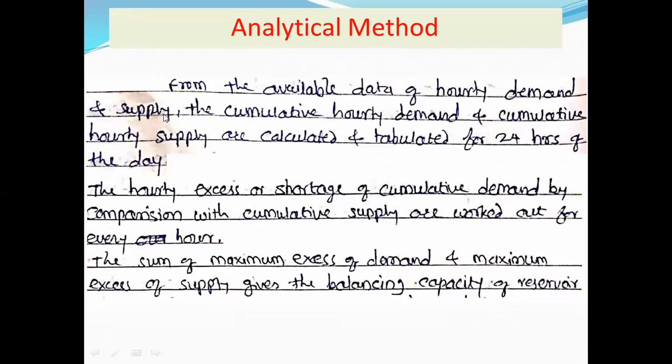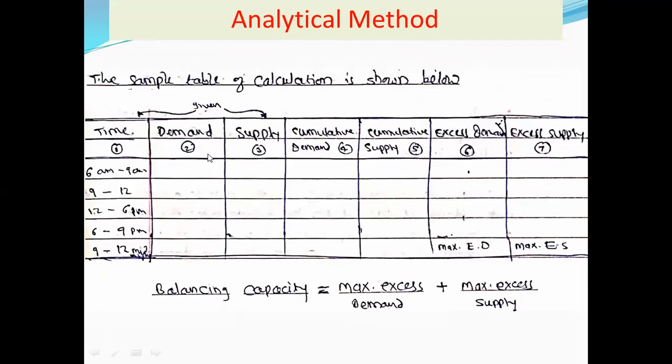From the data available for the hourly demand and supply, we have to find out the cumulative hourly demand and the cumulative hourly supply. We have to tabulate that for the 24 hours. Here you can see in the first column there is the time, in the second column there is the demand, and in the third column there is the supply. In the problem these three values will be given to you.